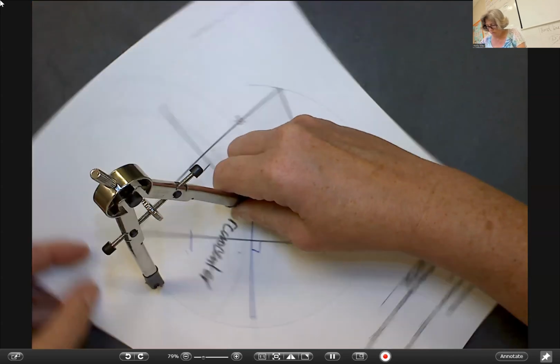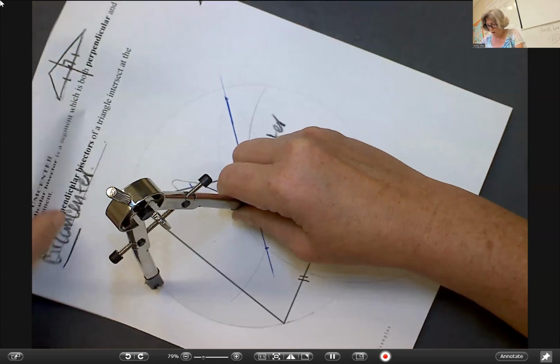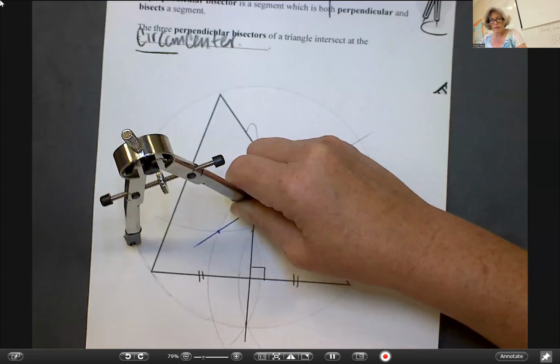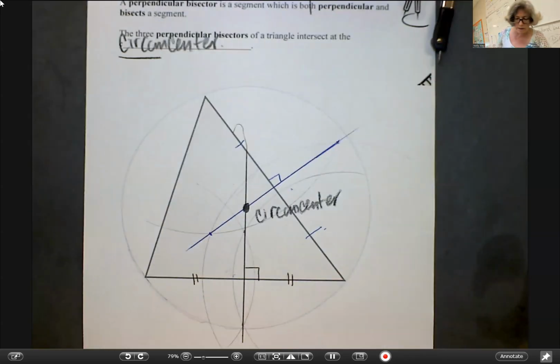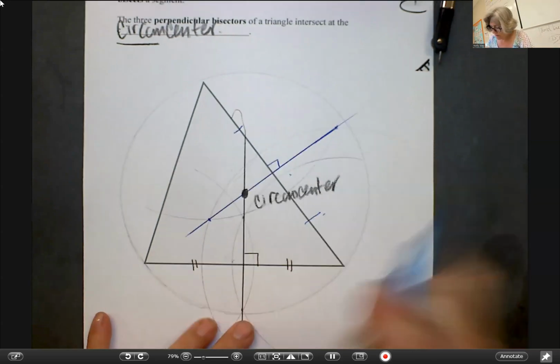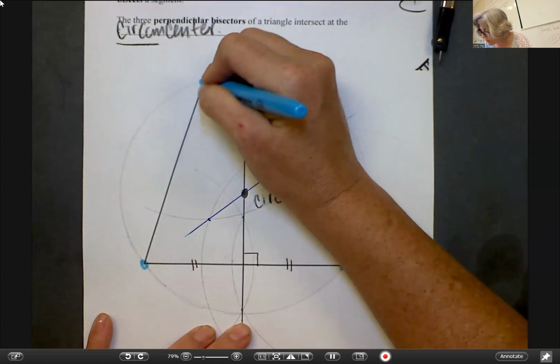Whee! All the way around. I'm going to draw it. I'm going to go twice just so it's nice and dark. And if you've done this correctly, you're going to hit all 3 corners right on. So I'm good there, good there. I'm just a hair off up here.